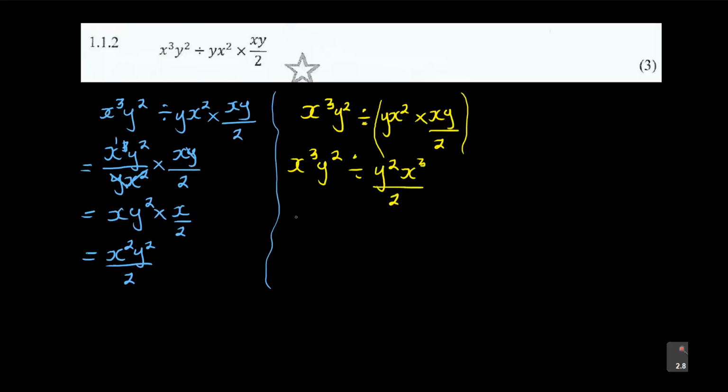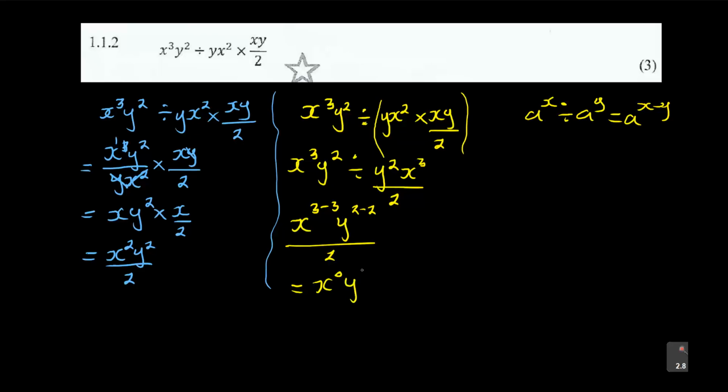See that? And then what I did was x cubed, now divide it using the laws of exponents. Remember, a to the power of x divided by a to the power of y is a to the power of x minus y. So here I had x to the power of 3 minus 3, y to the power of 2 minus 2, over 2. So x to the power of 0, it became 3 minus 3, it's 0, y to the power of 0 over 2. Then it became 1 over 2.